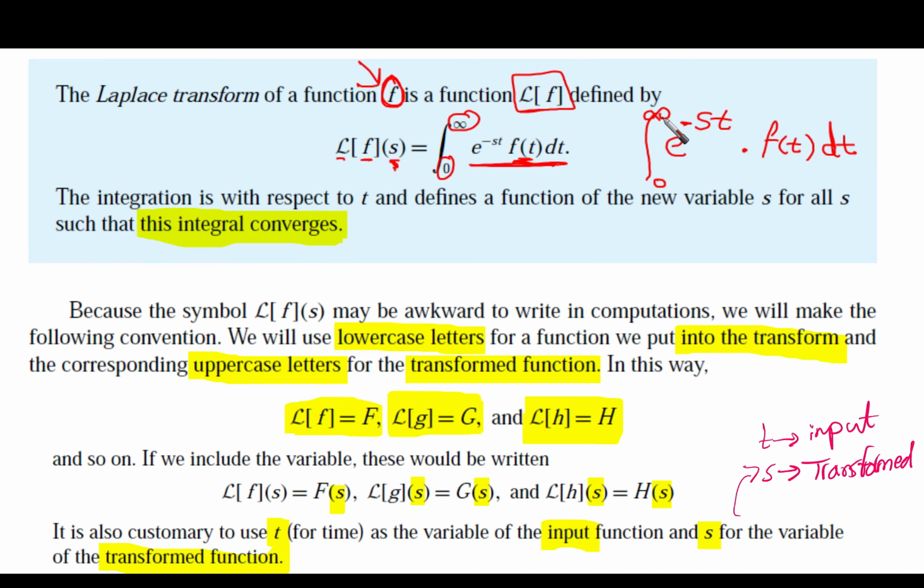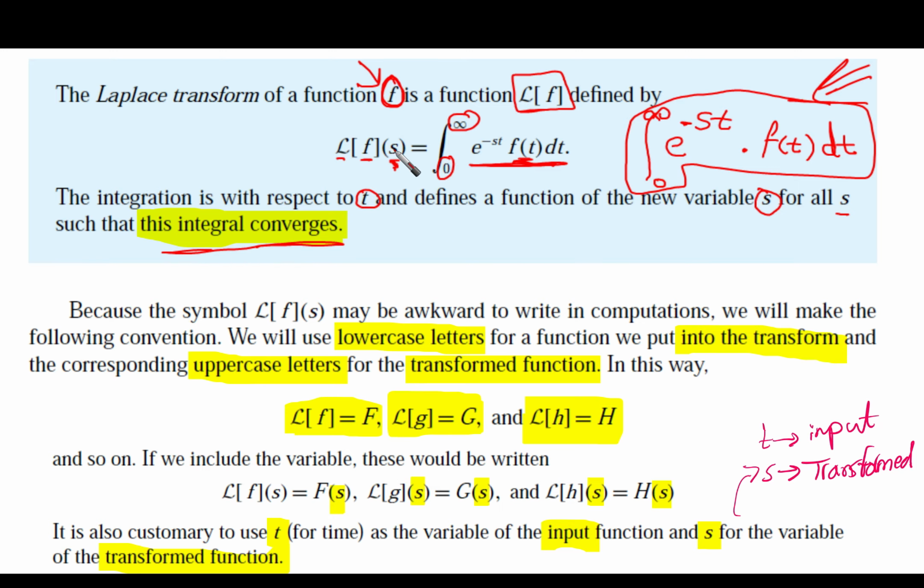of the function f. But we need to have a condition for this integration, that it should converge. Some integrations do not converge. So the condition for us is that this integration should converge, and this is what we are putting here. The integration is with respect to t and defines a function of the new variable s. It is a new variable for all s such that this integral converges.